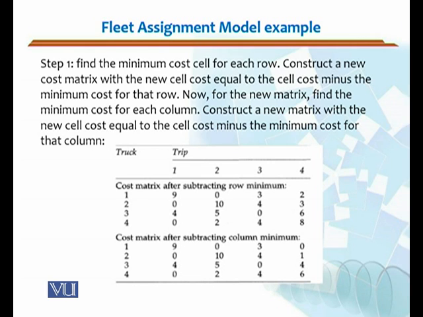Now for the new matrix, find the minimum cost for each column. After doing it for the rows, you need to go for the minimum column value. So in every column, you have to look at the minimum cost again. And then construct a new matrix with the new cell cost equals to the cell cost minus the minimum cost for that column.